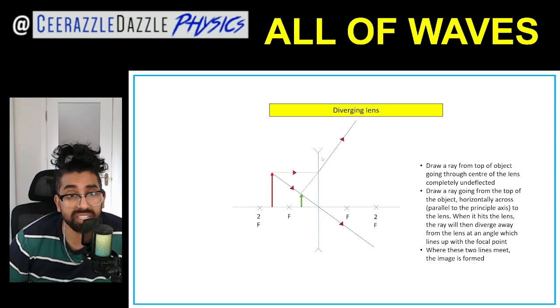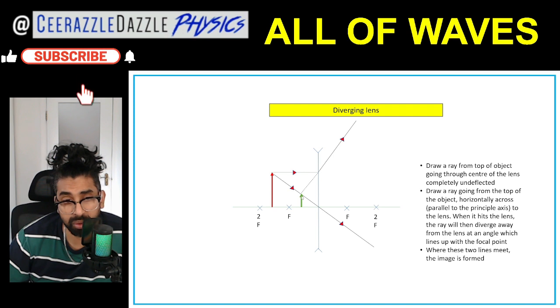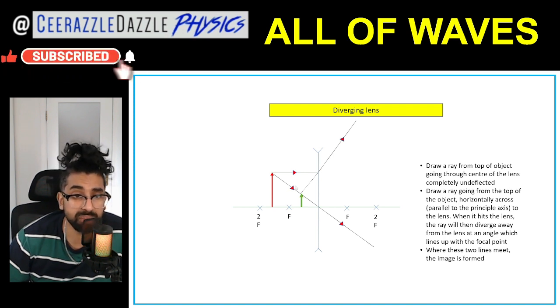For our diverging lens, as you can see, the arrows have changed for the lens over here in the center. We still take a ray of light going through the center of the lens with no refraction, one going across, but this one at an angle. Don't forget it lines up with the focal point, so this ray will line up with the focal point. We extrapolate this line backwards, where these two lines meet, that's where the image is formed over here. So notice it will be upright, it will be virtual, and it will be diminished because it's smaller.